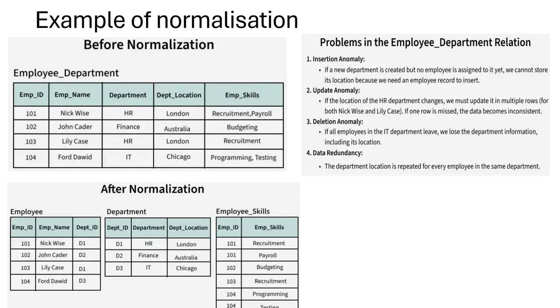Then deletion anomalies, almost related to the insertion or update anomaly. If all employees in the IT department leave, we lose the department information, including its location, if we delete that record. Then data redundancy: the department location is repeated for every employee in the same department. That's the problem. If we add 50 employees from the IT department, we need to duplicate the IT department, right?